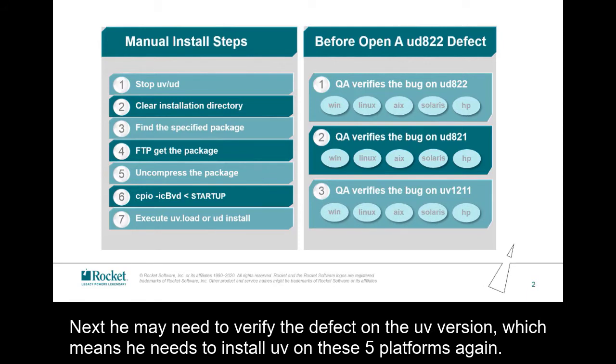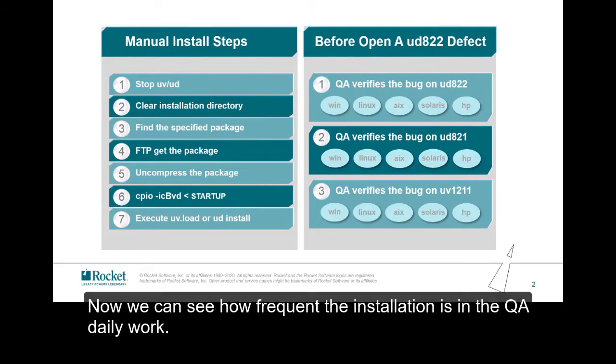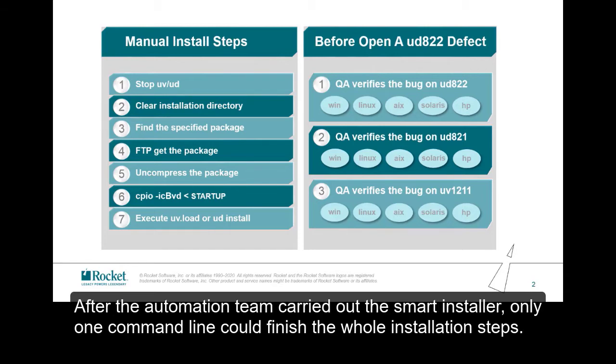Next, he may need to verify the defect on the related UV version, which means he needs to install UV on these 5 platforms again. Now we can see how frequent the installation is in the QA daily work. After the automation team carried out the smart installer, only one command line could finish the whole installation steps.